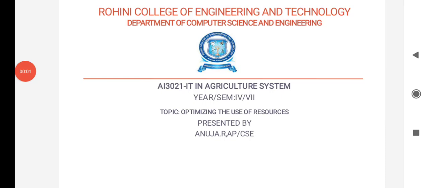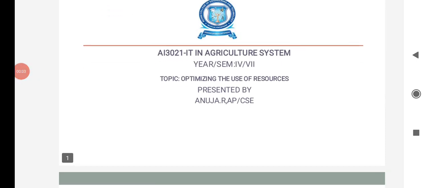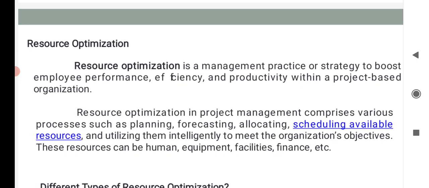The topic is optimizing the use of resources, presented by Anuja R., APCAC, Rohini College of Engineering and Technology.